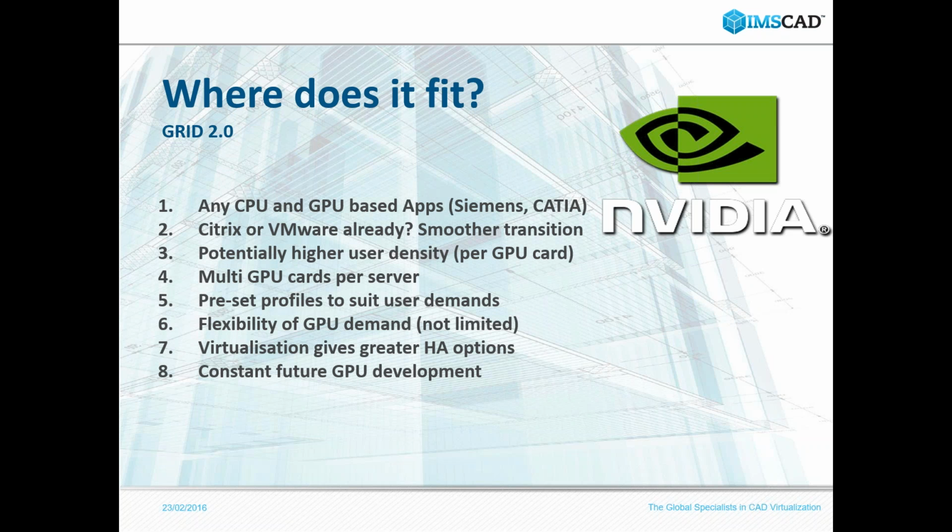So potentially high user density. I know it is a high user density, up to maybe 32 per board, so 32 VDIs per board. That can be quite a lot of users on one server. Obviously you're going to need a pretty good CPU to do that. So there are some limitations, but it's a big step forward for NVIDIA. There are preset profiles to suit demands, based on your apps.